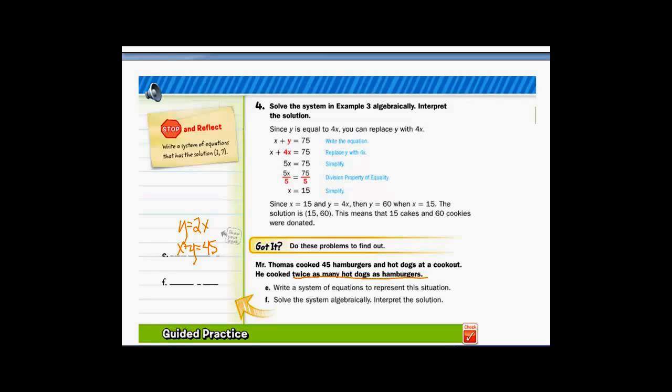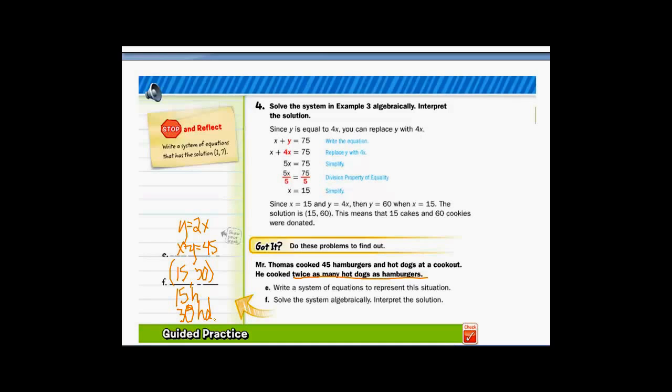Okay, your answer. Solve the system algebraically. There are 15 hamburgers and 30 hot dogs. So 15, 30. Or you could write out 15 hamburgers, 30 hot dogs. Whatever you want to write. That's fine with me. Okay, so that's the end of the lesson. The best way to do these would be to try them, and I hope you paused and tried every single one of these as we went. And that would greatly, greatly help you.